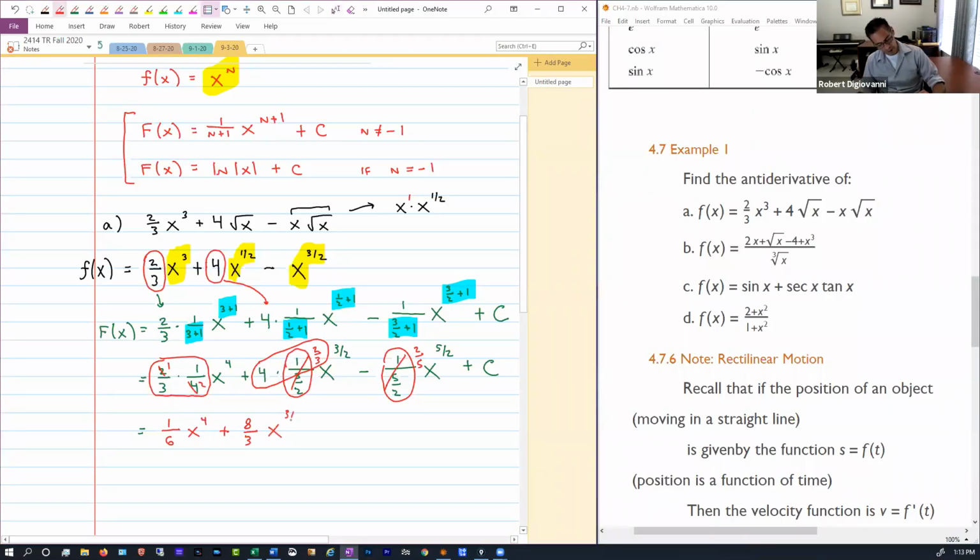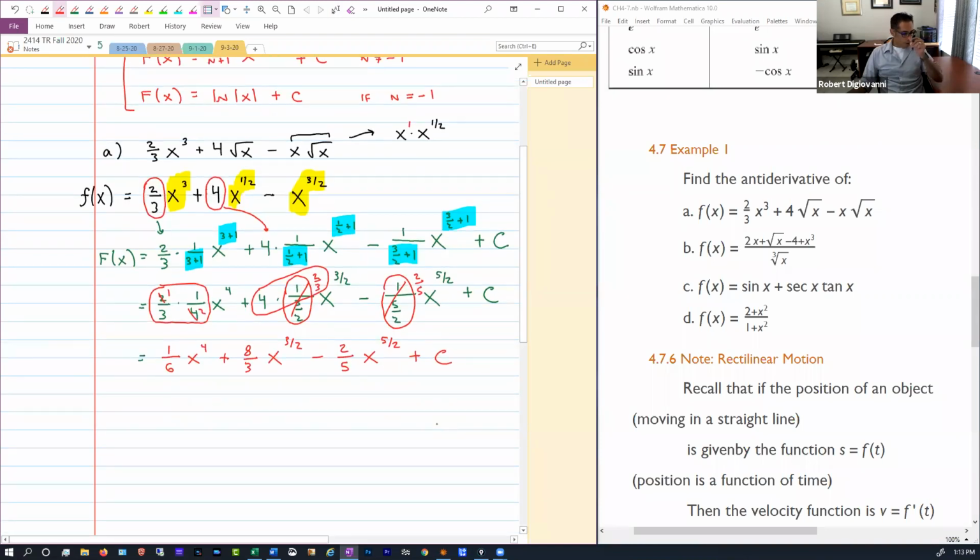x to the 3/2, and then minus, the only thing left over here is the 2/5 x to the 5/2 plus c. There it is. Okay, what do you think? That's about as basic as it gets.